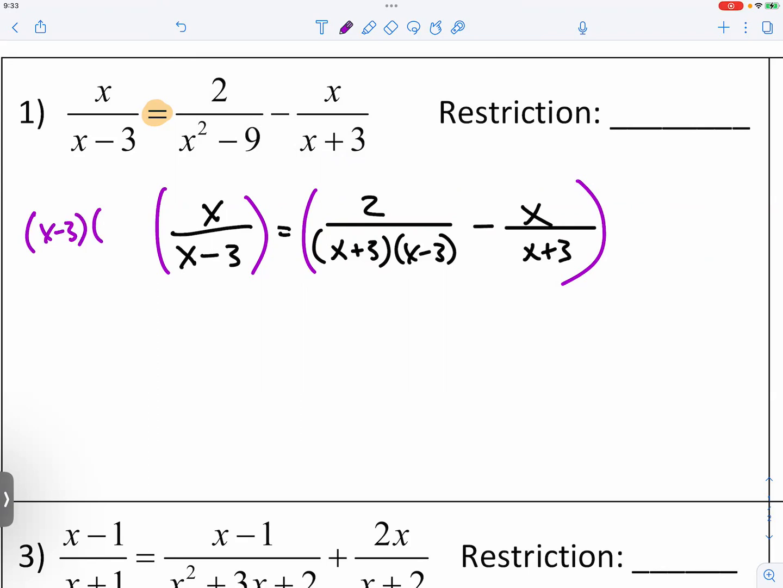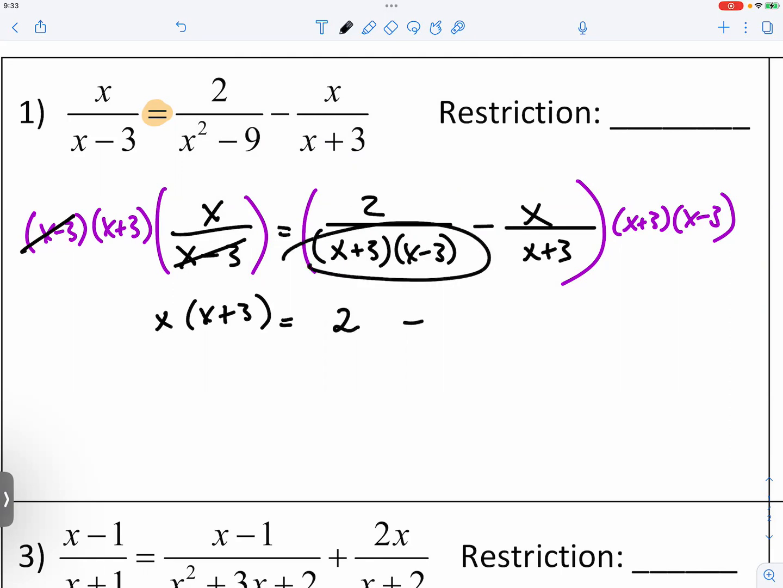That would be thinking about what the common denominator would be if we were to make a common denominator out of these fractions. So for the first fraction on the left, it would just be x times x plus 3 remaining. The x minus 3 would be canceled out. So see, right there, we do not have the denominator anymore. And then you have 2 right here for the first fraction because this denominator is the same as this, so they multiply each other out.